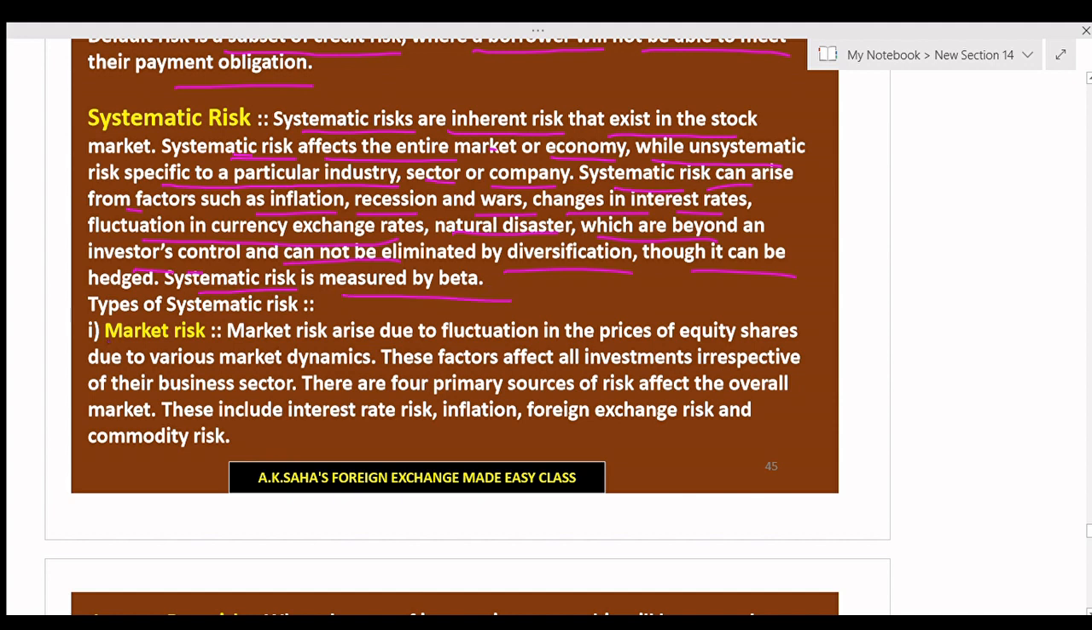Types of systematic risks. Market risks. Market risks arise due to fluctuation in prices of equity shares due to various market dynamics. These factors affect all investments irrespective of their business sector. There are four primary sources of risks that affect the overall market. These include interest rate risks, inflation, foreign exchange risks, and commodity risks.